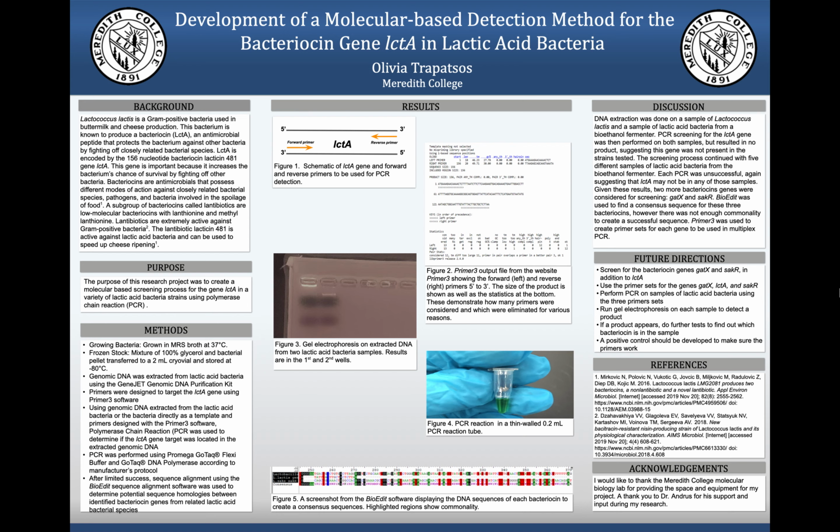this primer set, so separate primer sets for each gene were designed using the website Primer 3 instead of using the consensus sequence. The rest of the semester had planned for testing a variety of lactic acid bacteria strains for the 3 genes, lctA, GATX, and SACR. All 3 primer sets would have been added to each sample during a PCR technique referred to as multiplex PCR, which would enable us to rapidly screen for all 3 bacteriocin genes in one reaction.